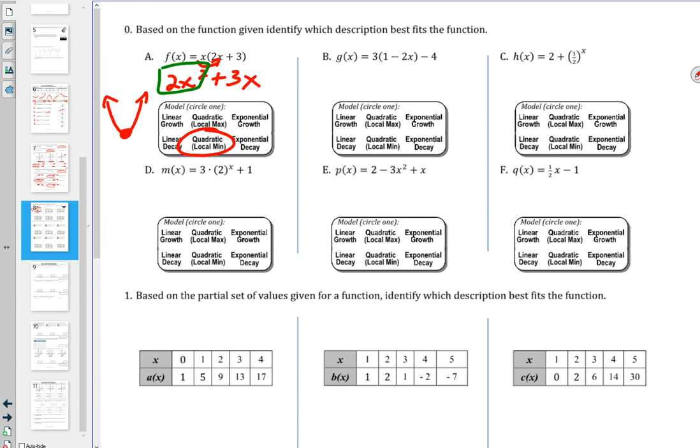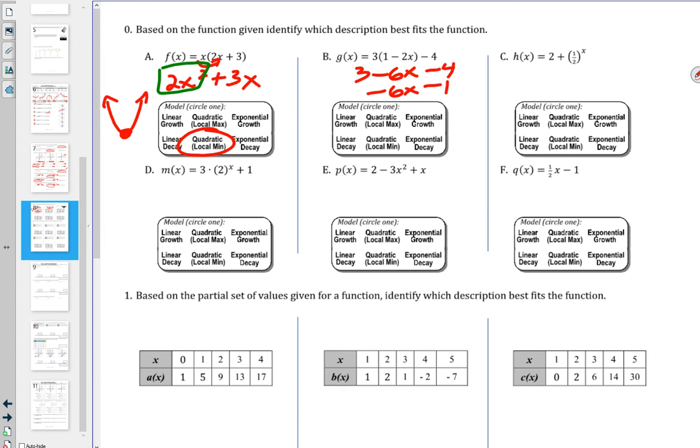Kiara, you following me? If we get to B, if you get rid of the parentheses, even without the parentheses, the x is still going to be to the first power, even if you combine like terms. So what would this be? Actually, you know what? Let's combine like terms. 3 minus 4 is. You didn't have to, but it's definitely going to be linear, right?